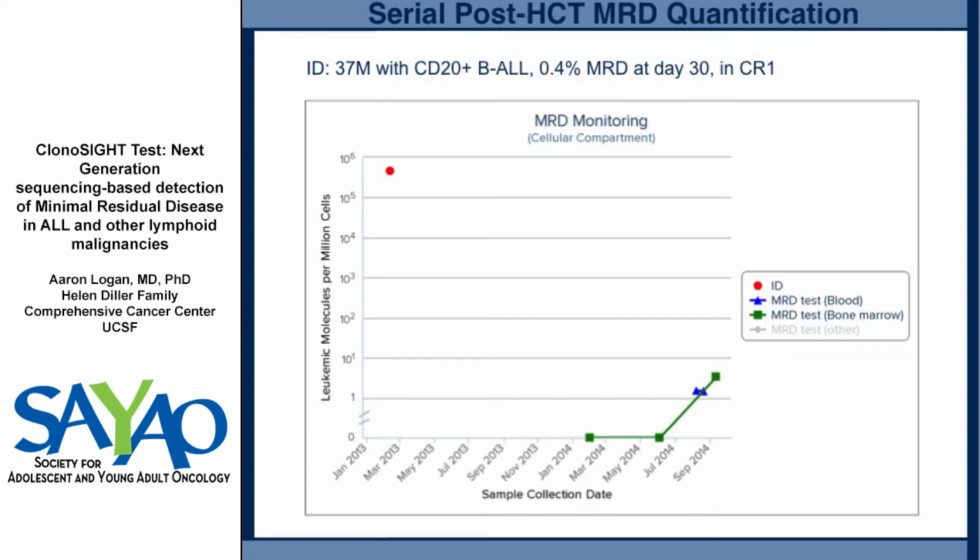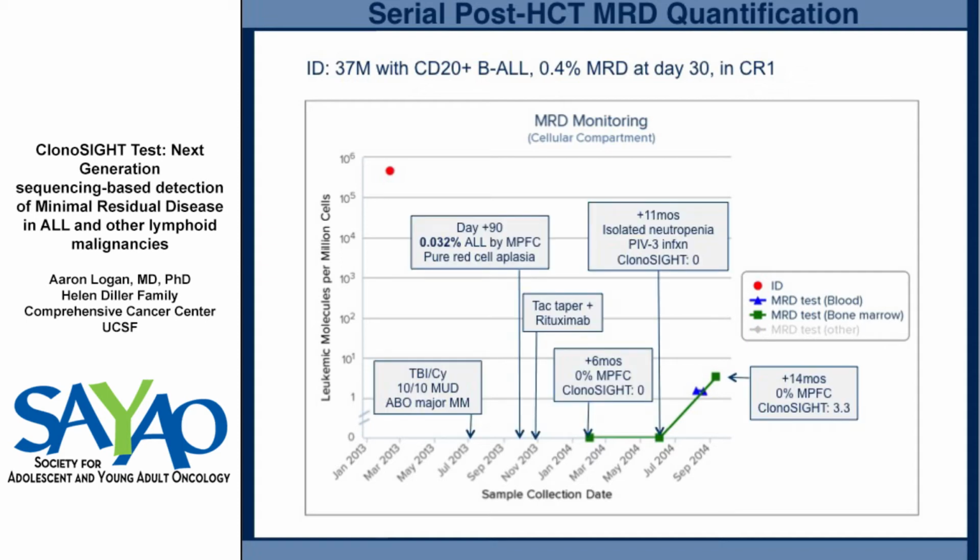And then the last case that I wanted to show is this 37-year-old gentleman who had a CD20 positive B-ALL, had been treated at a community hospital. After his remission, he had 0.4% MRD by multi-parameter flow at day 30, came to us in a CR1, and based on these high-risk features, the 0.4% MRD, and I know it's controversial, but the CD20 positivity, we decided to take him to an allograft. And so his clinical course is shown here.